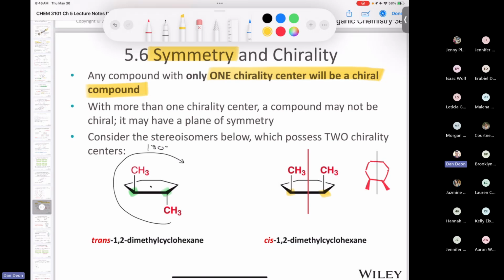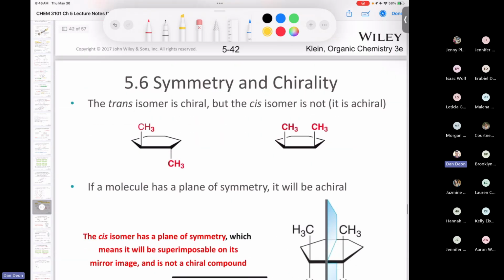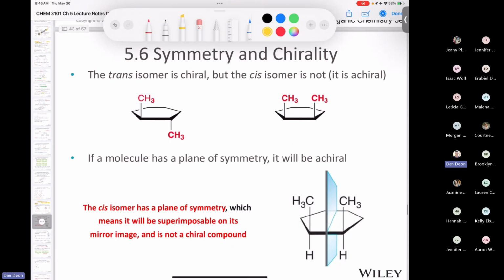However, it turns out that one of them will rotate plane polarized light, but the other one won't. And let me tell you which one it is, okay? It says the trans isomer is chiral. Okay, so this is a chiral compound. That means it rotates plane polarized light.